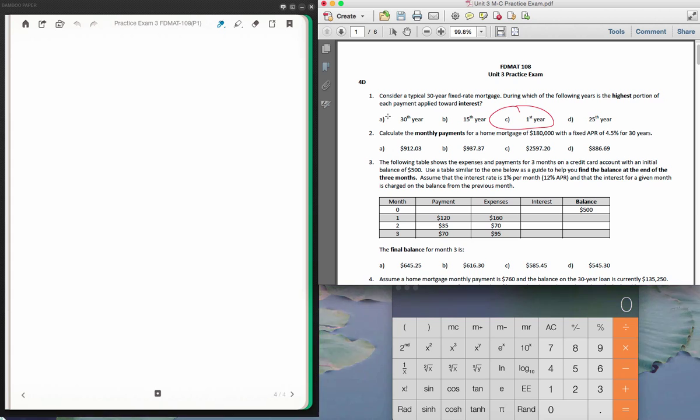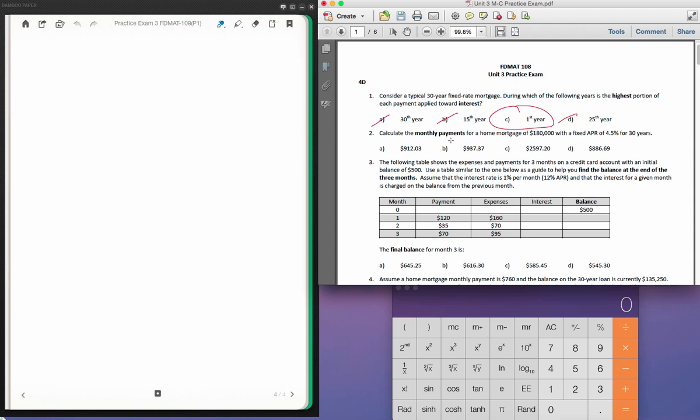Okay, the 30th year you actually have the least amount. The 25th and the 15th year progressively less. So you start with most interest on the first year, and then you slowly put less and less until you have almost nothing on the 30th year paid towards interest.